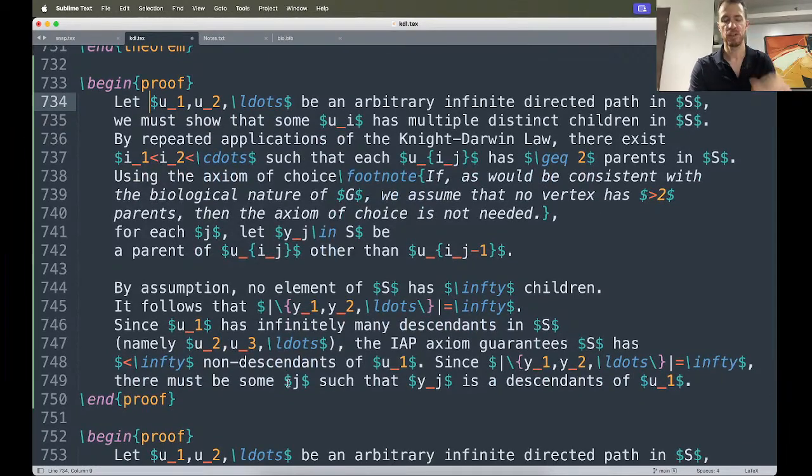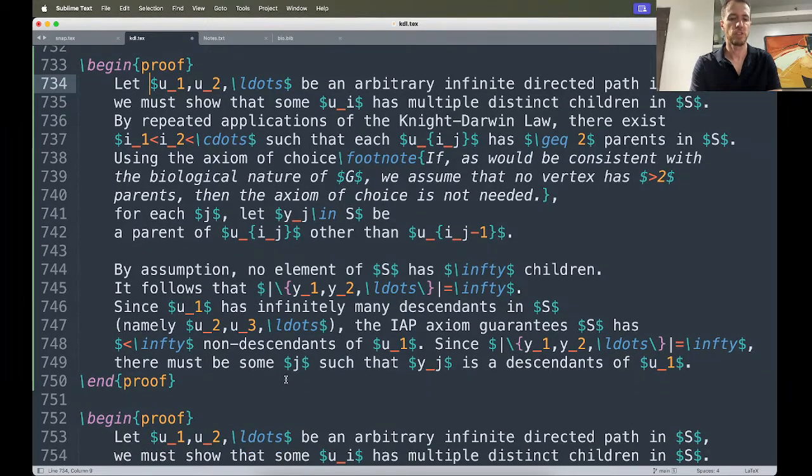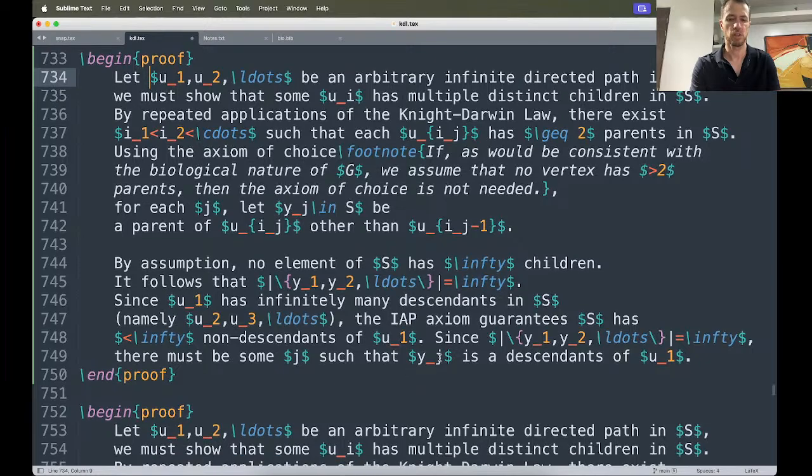By assumption, no element of S has infinitely many children. It follows that the cardinality of the set of yi's is infinite. And since u1 has infinitely many descendants in S, namely u2, u3, dot dot dot, the IAP axiom guarantees S has less than infinitely many non-descendants of u1. Since the cardinal of the set of the y's is infinite, there must be some j such that yj is a descendant of u1.